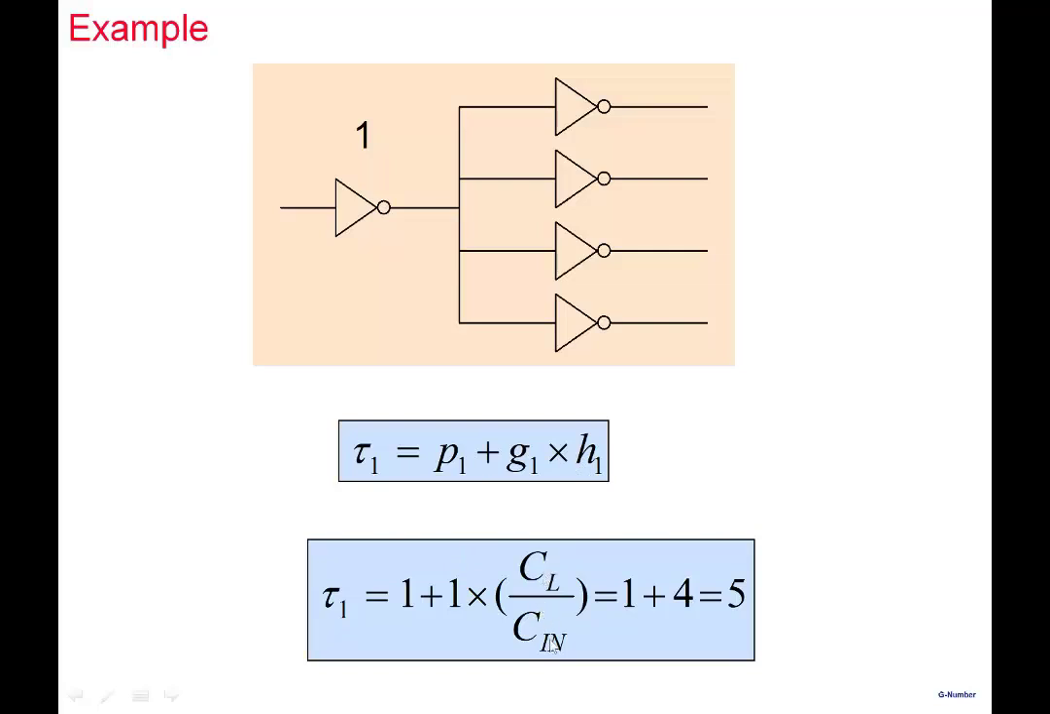Electrical effort is CL by CN. What is CL? These are 4 identical inverters. So CL will be equal to 4 times CN, whatever is the input capacitance of this. So 4 here. So 4 plus 1, 5. So the delay of my inverter number 1 would be 5 units. What are the units? The delay of a 1x inverter. Everything is normalized by the 1x inverter. So we calculate the delay of this particular one, and it will come out to be 5 units. Of course, it's based on some approximations. These are approximate values. This is just to get the design started when you're designing, and then you can simulate and tweak.